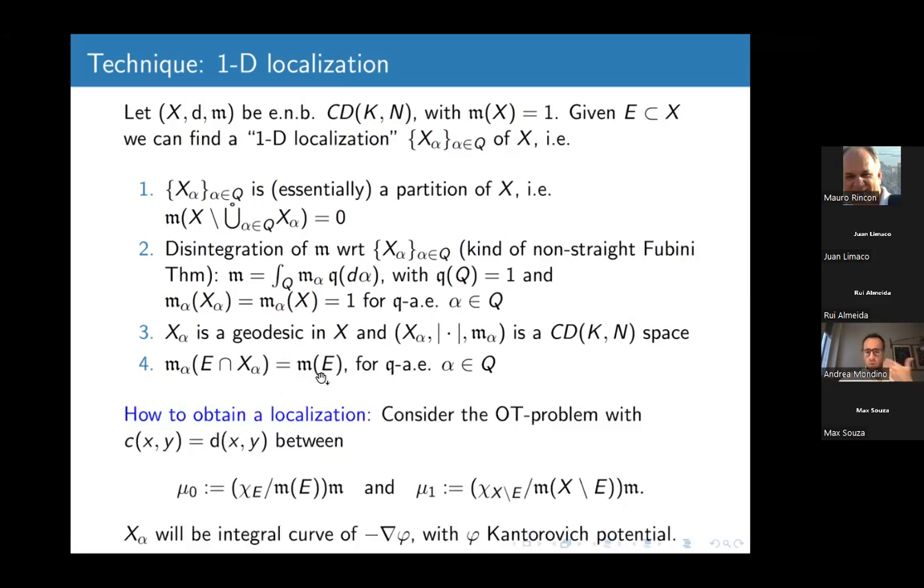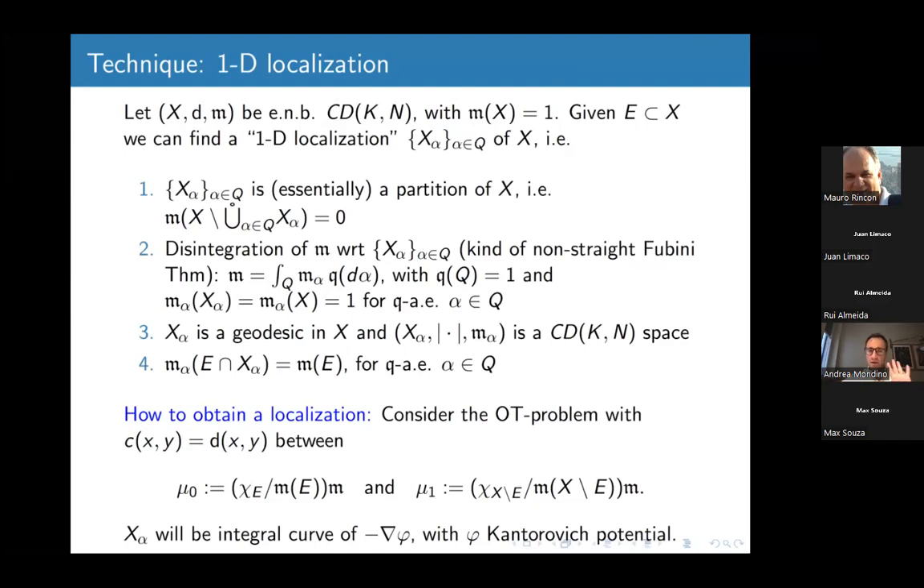And how to obtain this localization is to consider the optimal transport problem with the cost given by the distance between the characteristic measure of the set and its complement. So you have the set E, and you are doing the L1 optimal transport between E and its complement. And such curves X_alpha correspond to the gradient lines of the Kantorovich potential, which correspond to the geodesics that you are using for doing such an optimal transport.